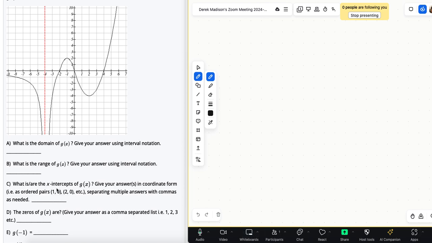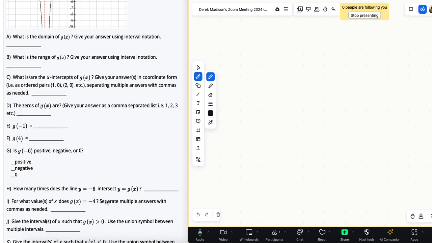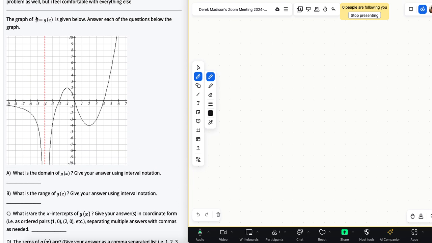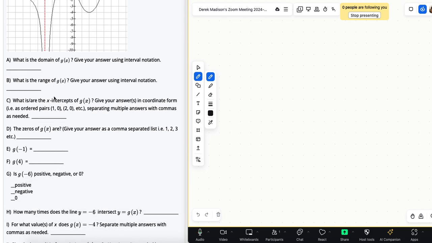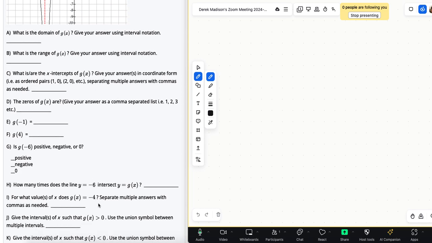Okay, so you had a question about these last two here. Give the intervals of x such that g of x is greater than 0, and then same thing but less than 0. So what that means is, and they have up here y equals g of x, so the g of x is just kind of replacing the y side of the equation. So what this is really saying is find the intervals of x, so find the intervals on the horizontal such that the y's are greater than 0 or that the y values are less than 0.